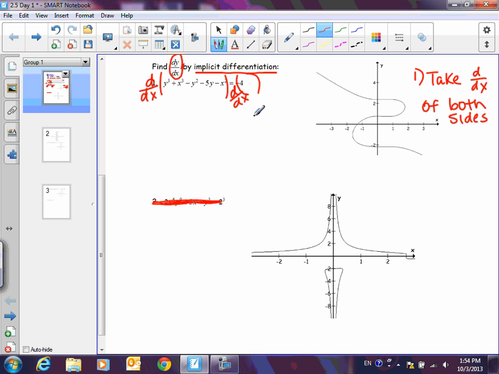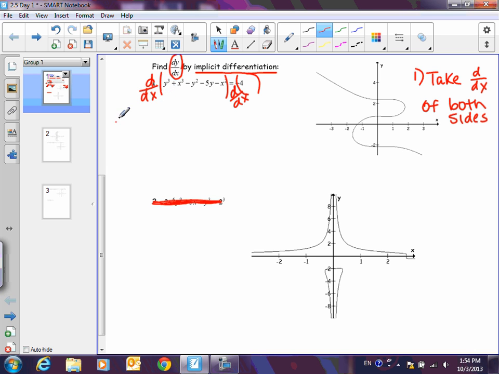Okay, if you take the derivative of both sides, you retain the equal sign, everything's fine. It's kind of like when we're squaring or square rooting or adding something to both sides. It's like that. So let's take the derivative. What do you think the derivative of y cubed is?